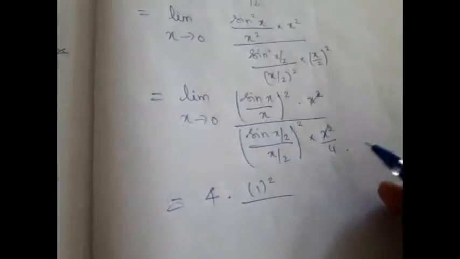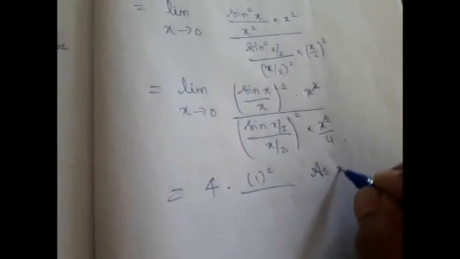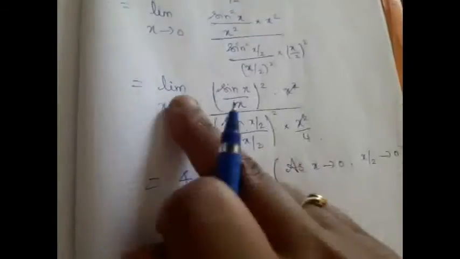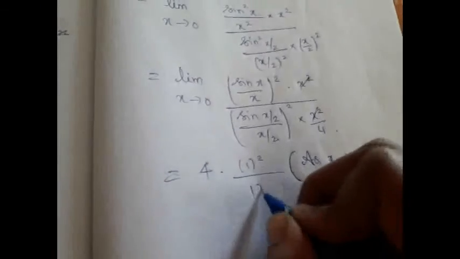Yes. Now this will become 4 into, as limit x tends to 0, sin x by x will tend to 1. So this will become 1 square divided by, we need x by 2. As x tends to 0, x by 2 will also tend to 0. That justification you have to write. Therefore the denominator, if we apply the limit, and again this is algebra of limits. When we have a common limit, that can be applied to numerator and denominator separately. So this will become 1 square again, right? 1 by 1, which doesn't have any value. So the answer is 4.